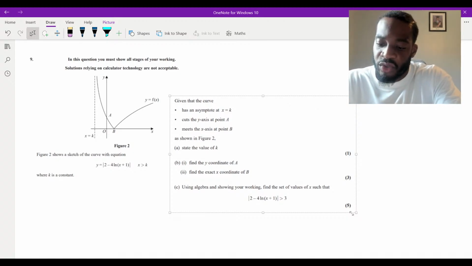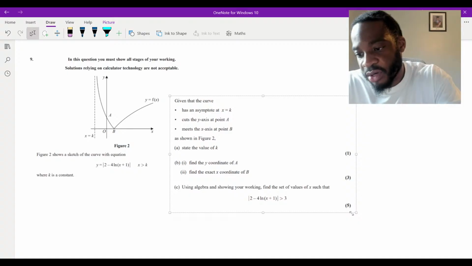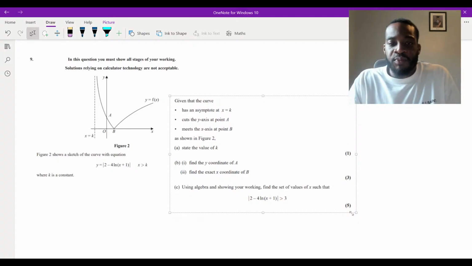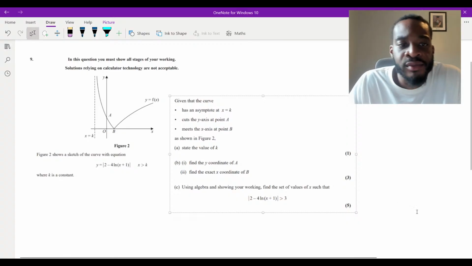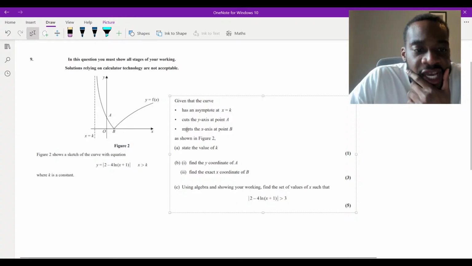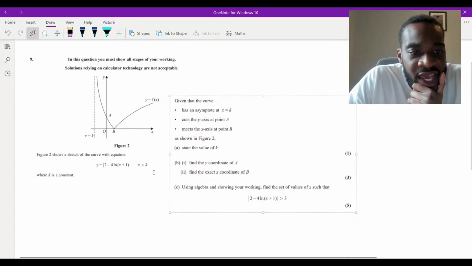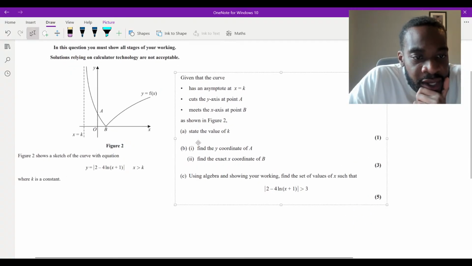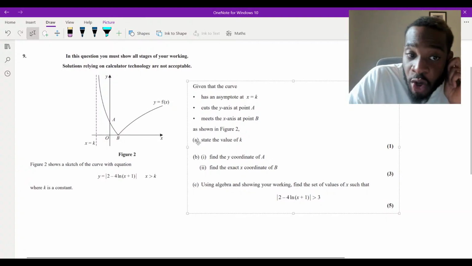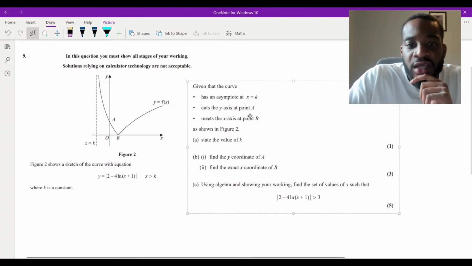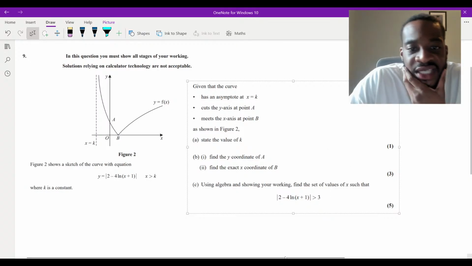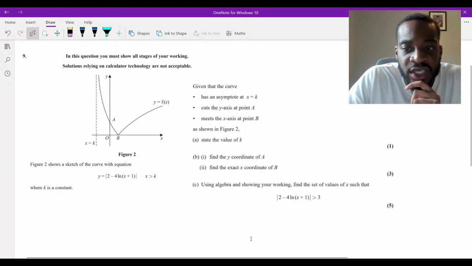All right. So doing this, how do I get the PDF workbook? It's in the description. So the first part of the question, it says, figure two shows a sketch of a curve with equation y equals the modulus of 2 minus 4 ln(x plus 1), where x is greater than k and where k is a constant, right? It says, given that the curve has an asymptote x equals k, cuts the y-axis at the point A, meets the x-axis at point B, and as shown in figure 2, state the value of k.